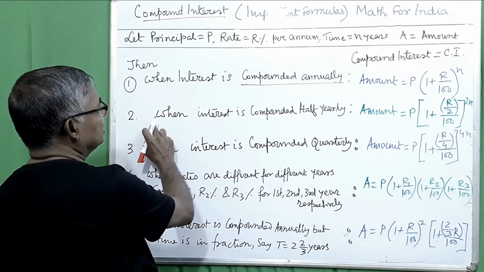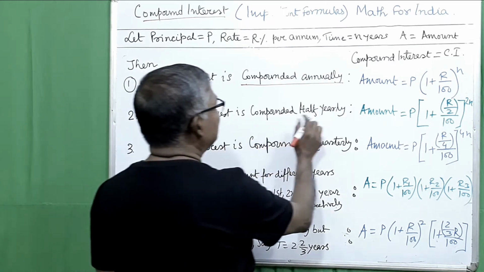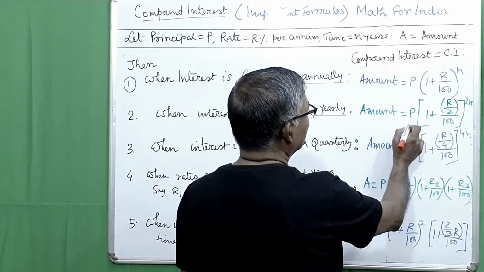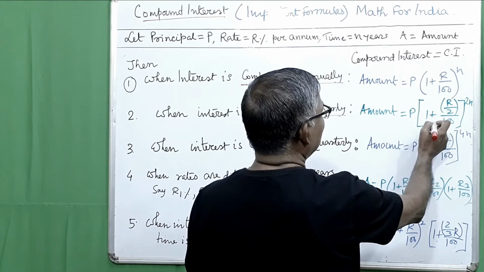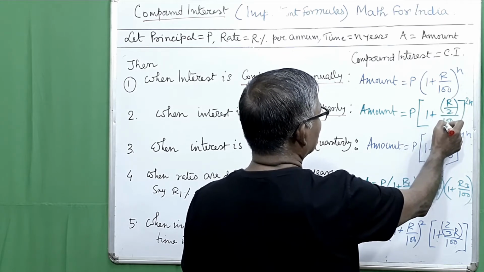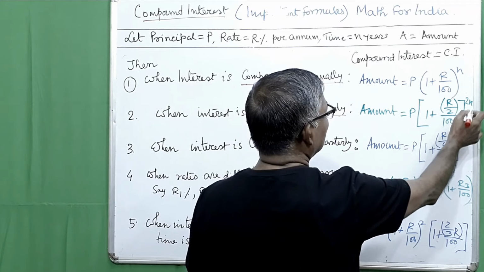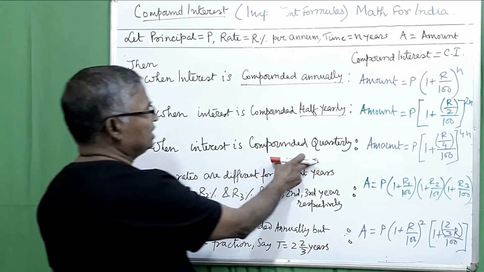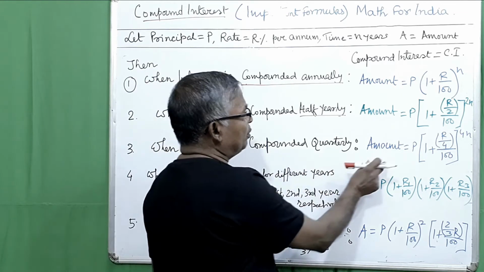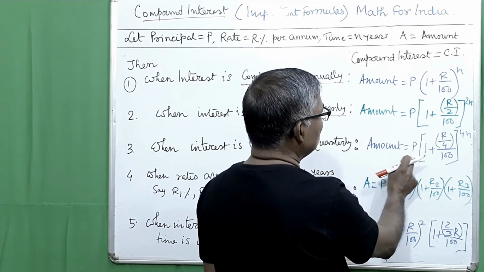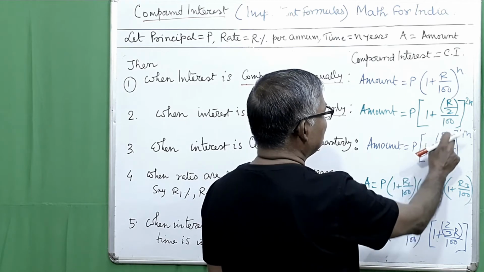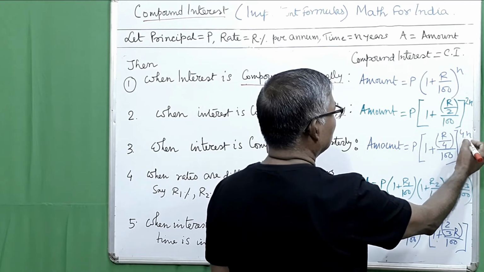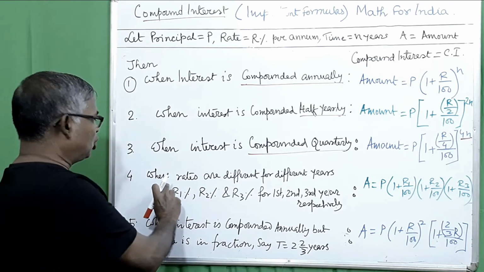Whenever interest is compounded half yearly, then amount will be P into (1 plus (R by 2) by 100) whole to the power 2n. When interest is compounded quarterly, then amount equals P into (1 plus (R by 4) by 100) whole to the power 4n. Let us see the fourth formula.